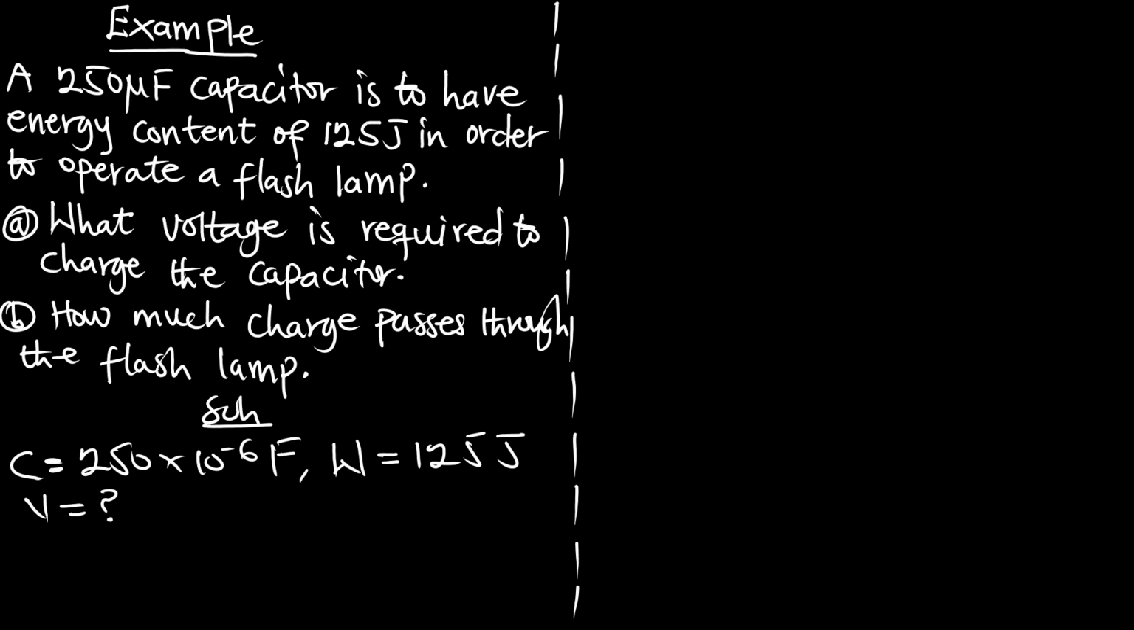Now, from the equations we wrote, we have W to be equal to half CV squared. Because we have the capacitance, we have the energy, we can find the voltage. So this is going to help us.